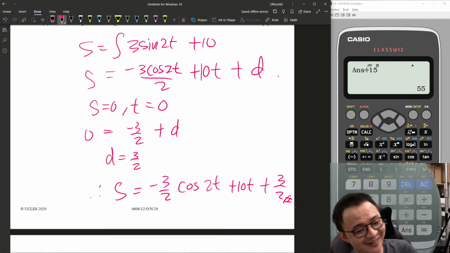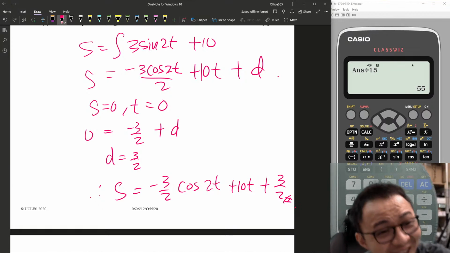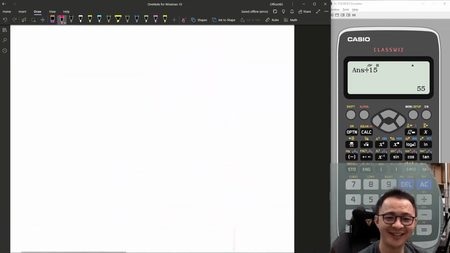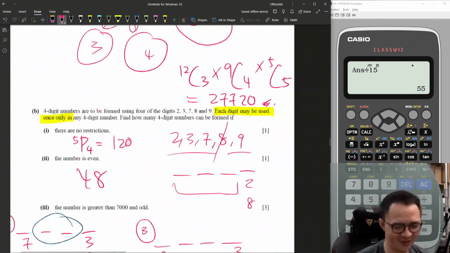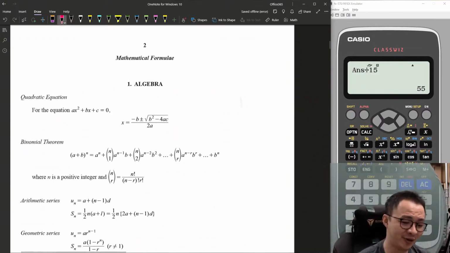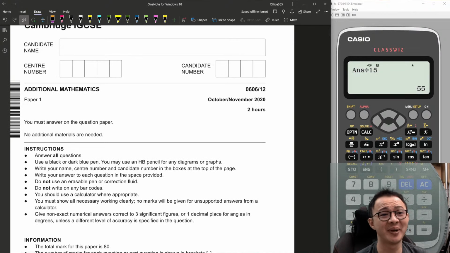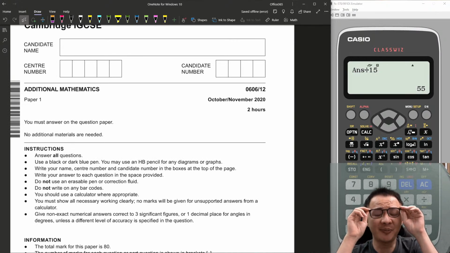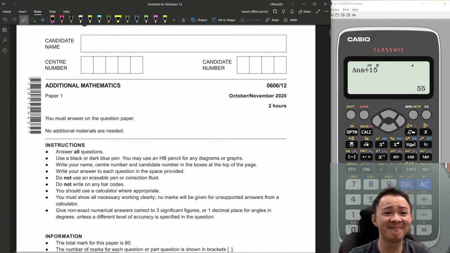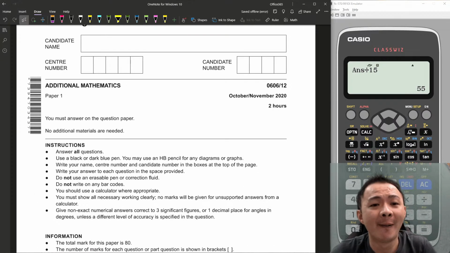Done. I did and discussed this paper in less than 1 hour 50 minutes. I guess it took about 1 hour 10 minutes. This is a 2-hour paper, right? I would say this paper is not that bad. You just need to know how to do this kind of question, and then this is an easy paper.